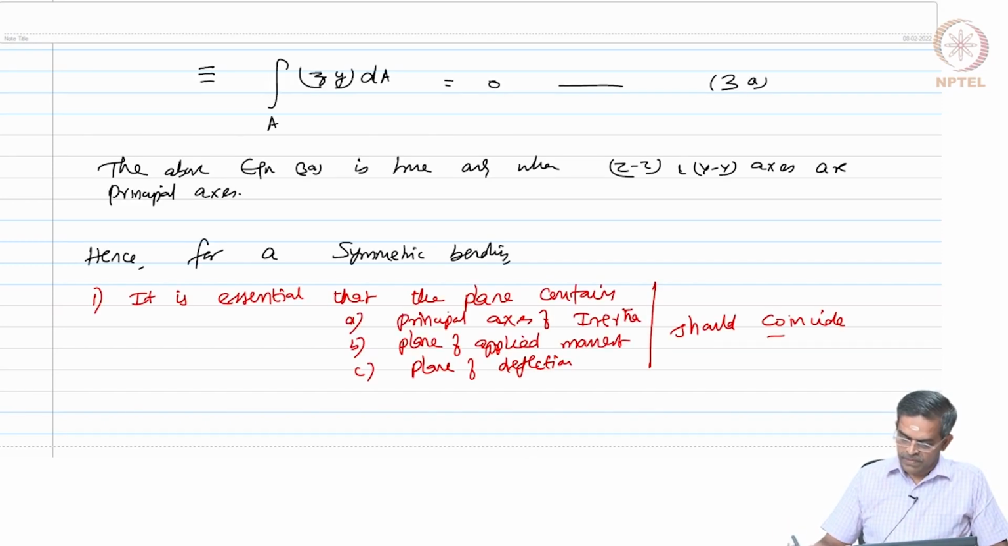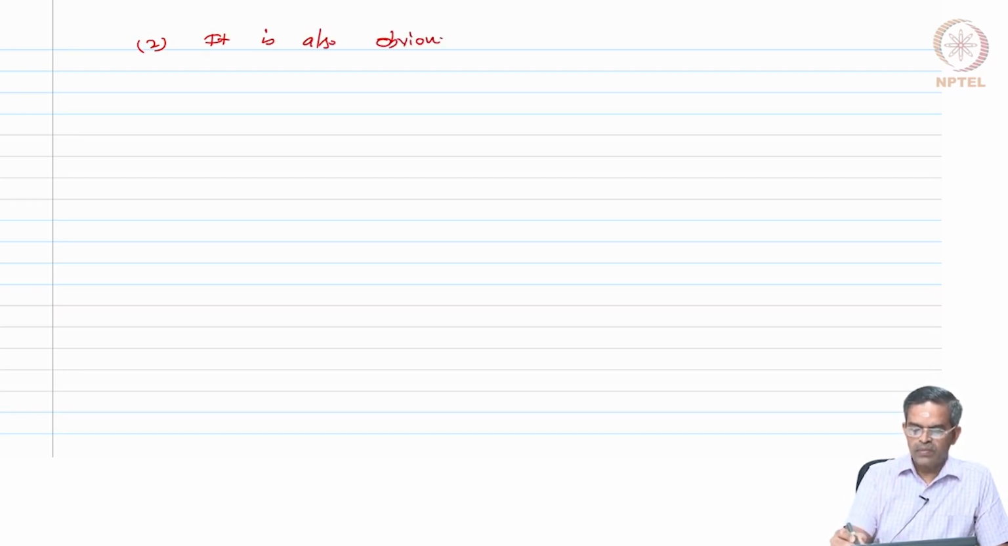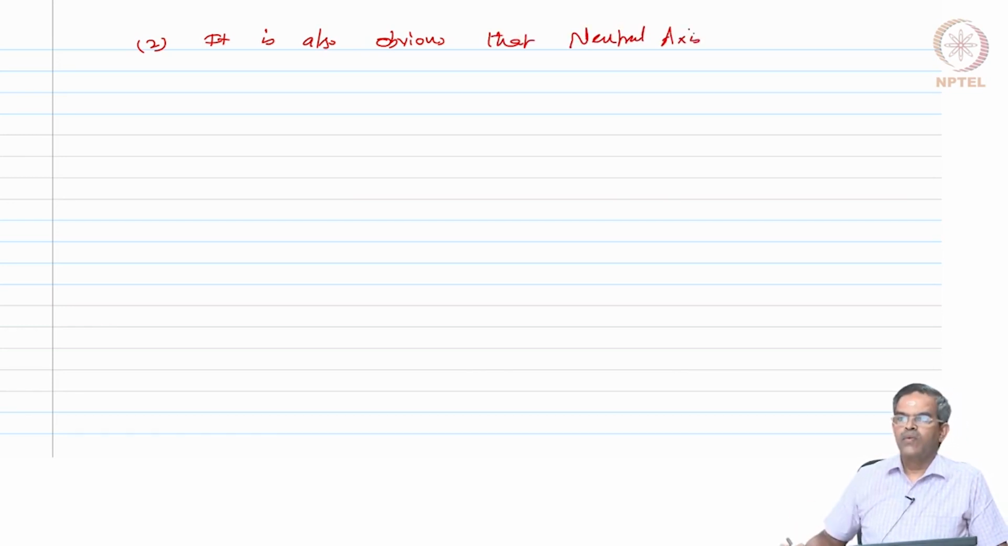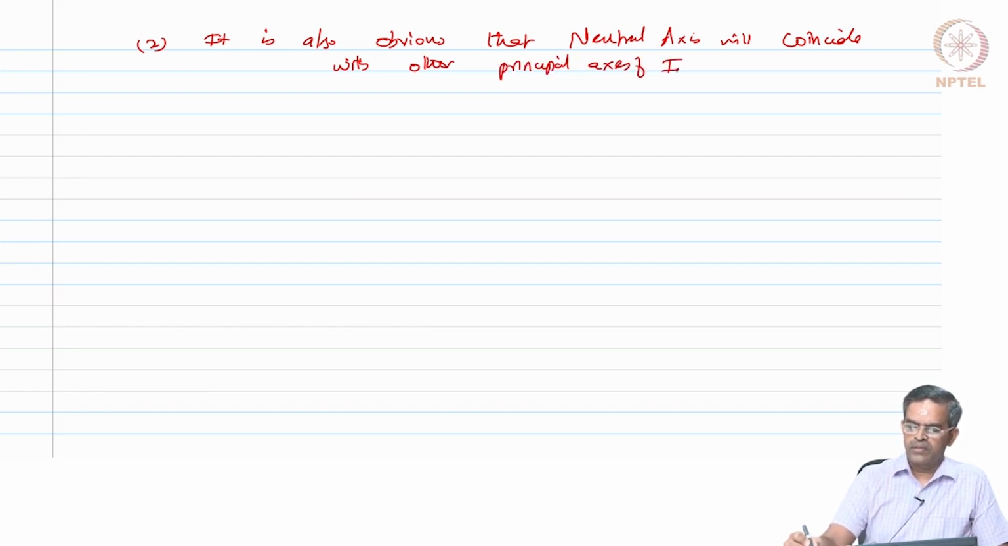The second condition for symmetric bending to happen is, it is also obvious that the neutral axis will coincide with the other principal axis of inertia.